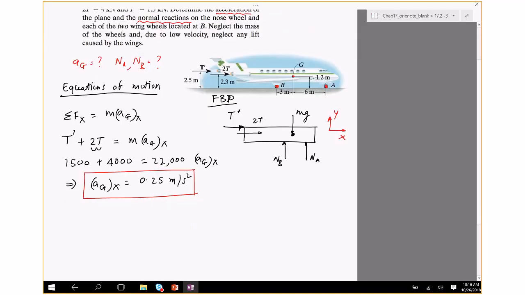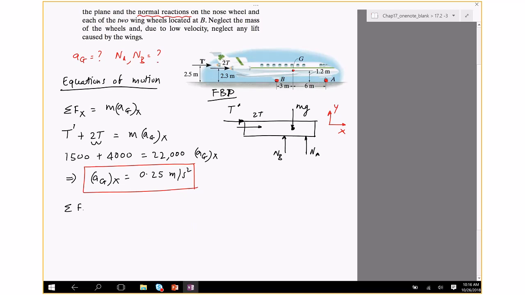Okay, next let's write the equation of motion in the y direction. So Fy equals m a_g in the y direction. So we see that the forces in the y direction are the normal force at A, which is acting upwards, so it's positive. The normal force at B, which is also positive. Mg is acting downwards, that's negative y direction, so minus mg, equals m times the acceleration of G in the y direction. Clearly, at this point, the plane is translating in the x direction. It's not taking off yet. So acceleration in the y direction is 0.